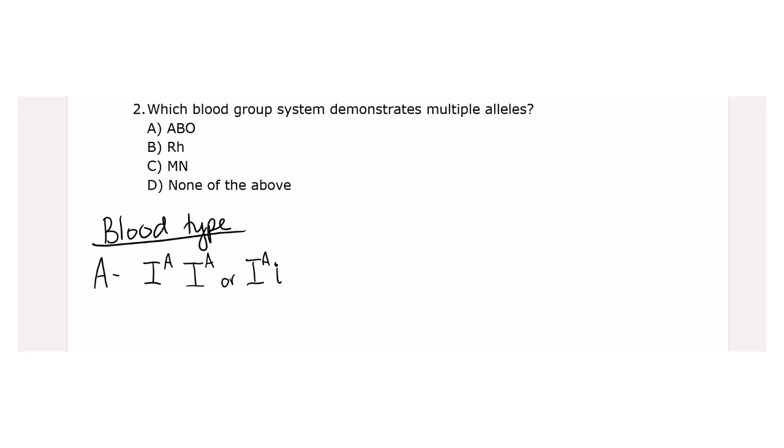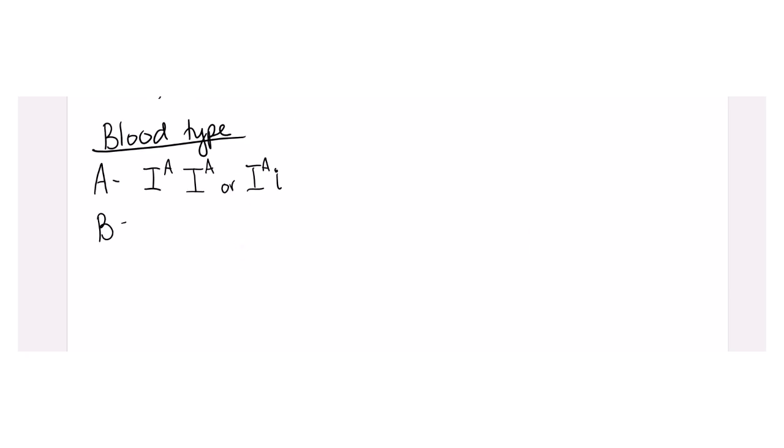Remember that? Okay. B would then be what? IB, or IB i. O is what? Little i, and which one am I missing? AB. And AB is IA IB. What does AB show? Codominance or what's the other one? Incomplete dominance. Codominance is correct.